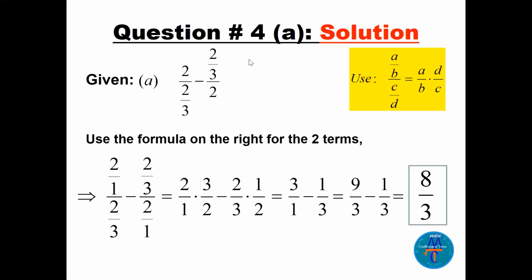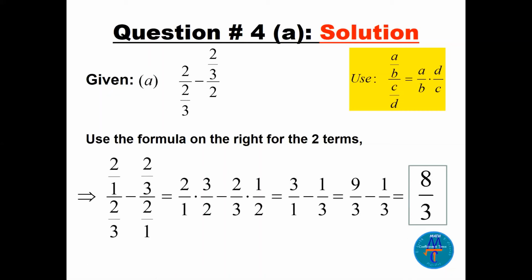You see, apply this yellow formula here, 2 over 1 times 3 over 2 minus 2 over 3 times 1 over 2. So this will be 3 and this will be minus 3. Cancel the 2. 3 minus 1/3. I'll make the LCD now. Multiply by 3 up and down. 9 minus 1, 8 over 3 is the answer.